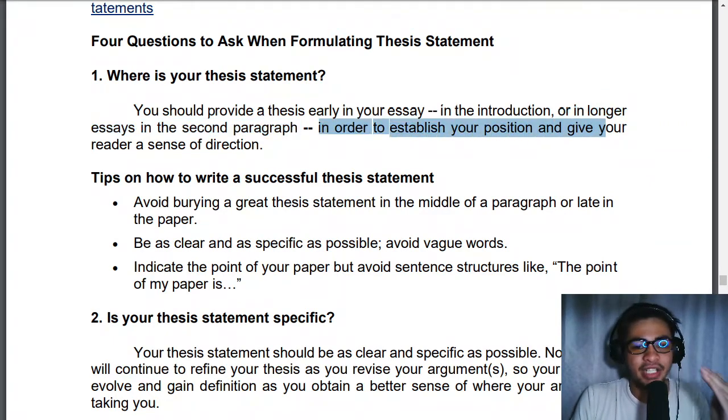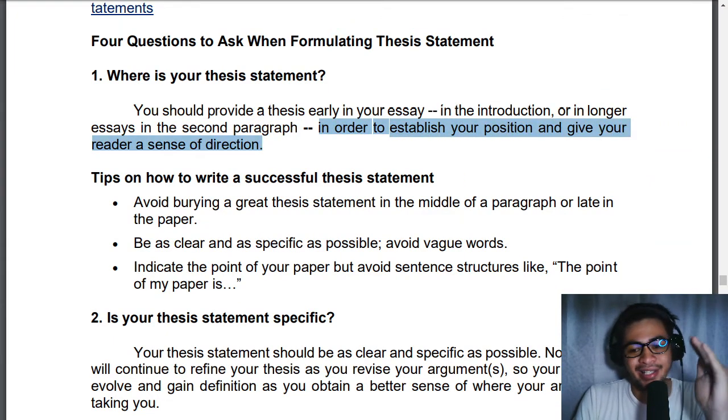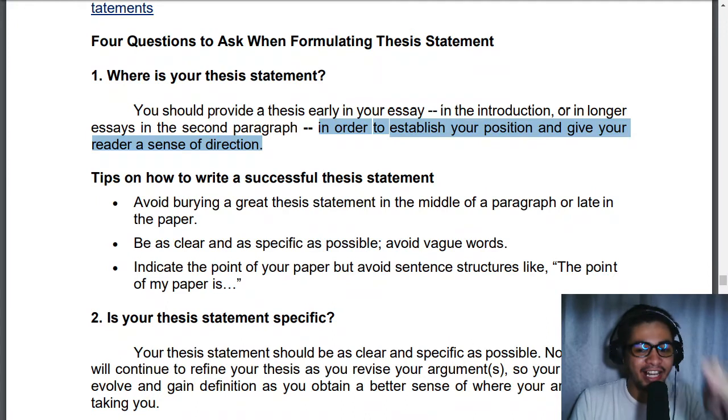In order to establish your position and give the reader a sense of direction. That's why it's very important that the thesis statement is at the front. It is like the tour guide. The tour guide must lead. The tourist cannot lead, because the tourist will get lost if the tourist goes first and the tour guide is supposed to guide them, right?